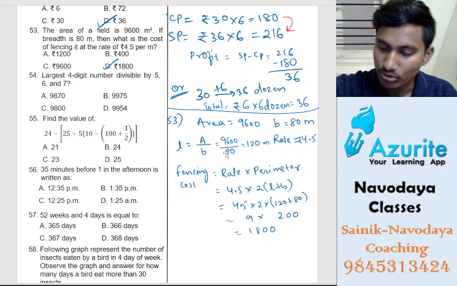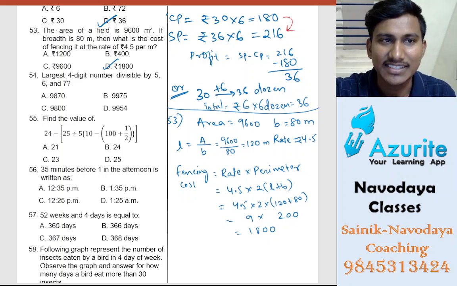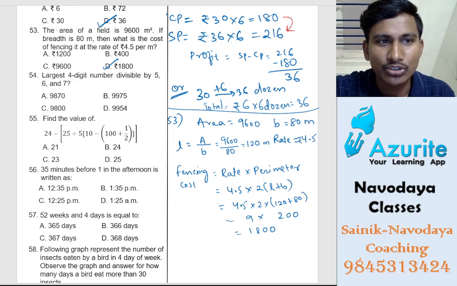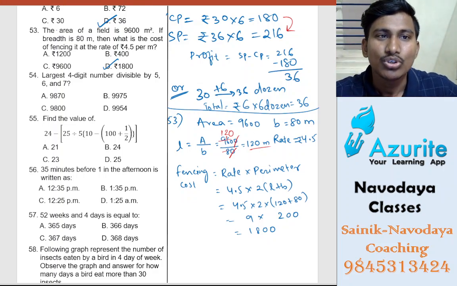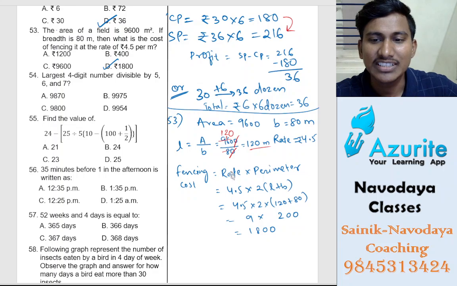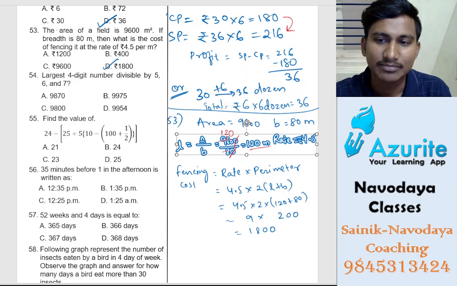So if you do, we have to cancel it out. You will get the answer, right? So how do we cancel it out? That is 0 and 0 cancel. 9 and 8, that is 8 1 8. 1 will be remaining. 8 2s are 16, 0 as it is, so 120 meter is the length. Now how do we find the fencing cost? That is rate into perimeter. So we got length as 120 here, right?